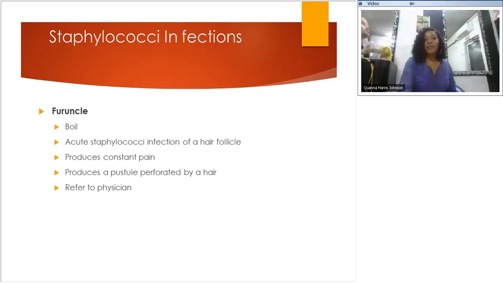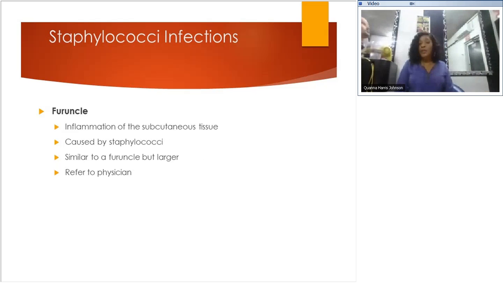Then we have carbuncle. Now, carbuncle is bigger than a boil or a furuncle, and it's inflammation of the subcutaneous tissue. This is inflammation of the fatty tissue that lies under the dermis. It's caused by streptococci, that's a bacteria, and as I said, it's bigger than a furuncle. You should refer the client to a physician.